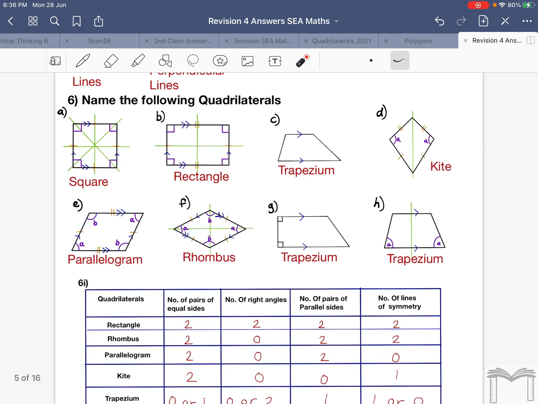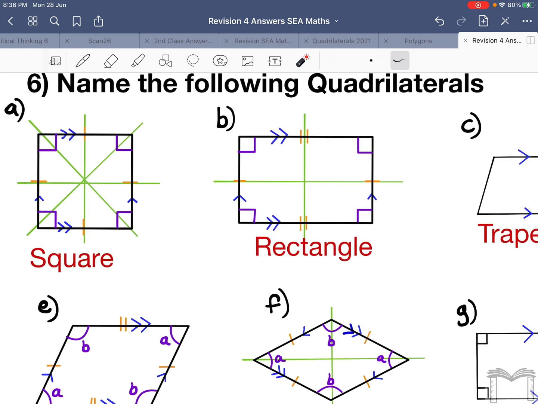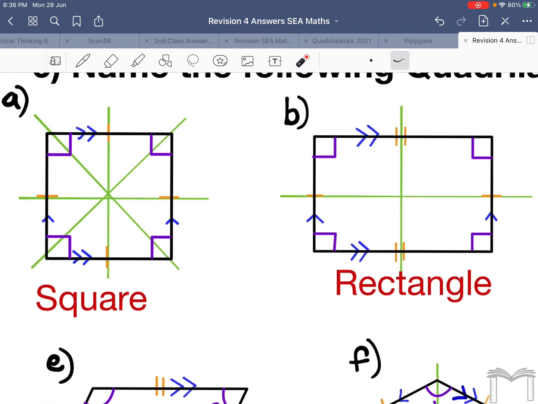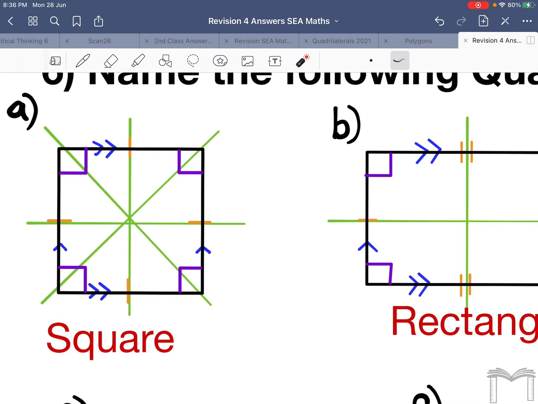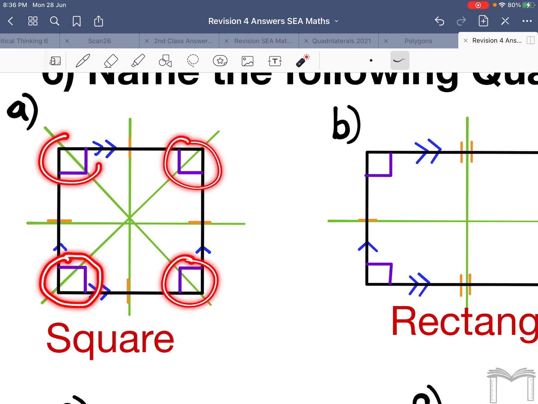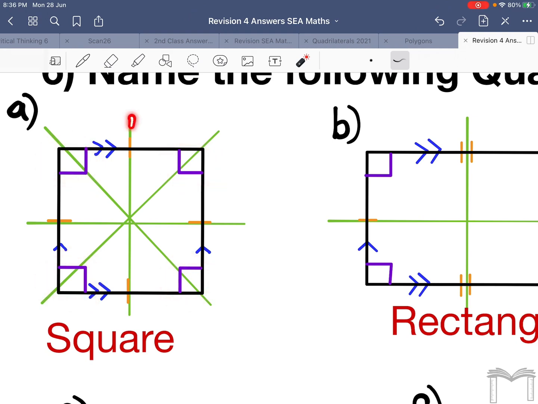Number 6. They simply asked us to name the quadrilaterals, but I will do a little more than that. So this is a square, because all the sides are the same. These dashes here indicate that all the sides are the same. This here tells us that all the angles are 90 degrees. These are the 4 lines of symmetry in green.